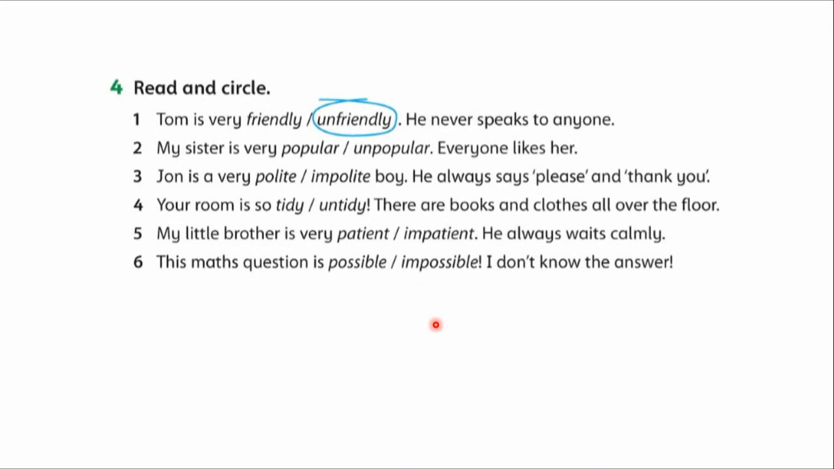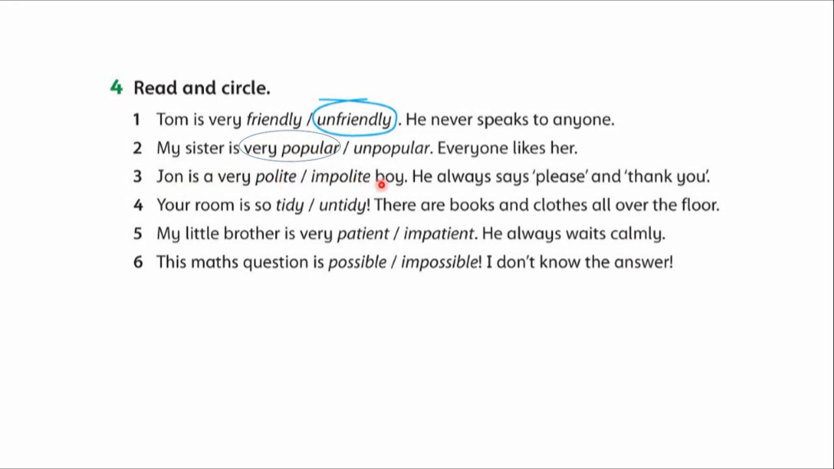Read and circle the correct adjective. Tom is very friendly, unfriendly. He never speaks to anyone. The correct answer is unfriendly. Number two, my sister is very popular, unpopular. Everyone likes her. The correct answer is popular.